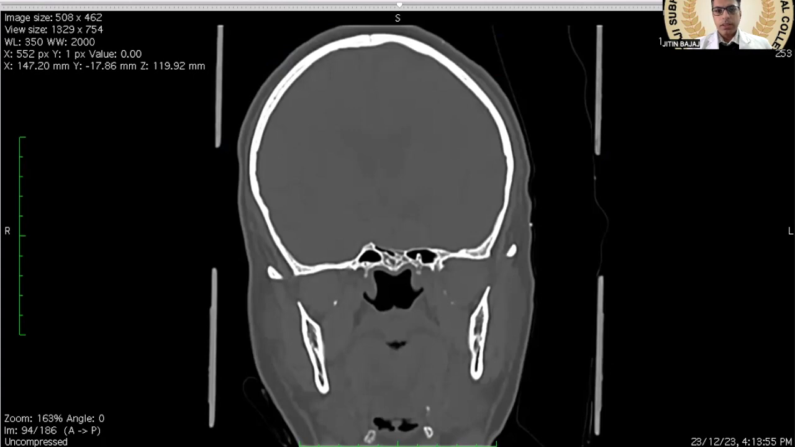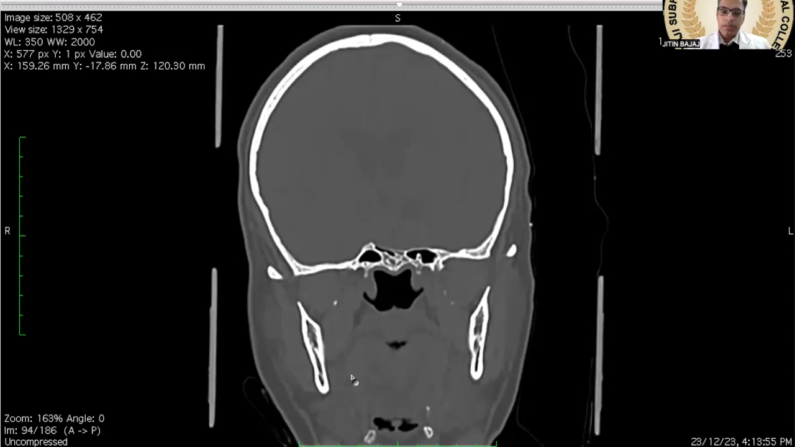Today we will discuss how to read a CT PNS, and the stress will be more on the surgical aspects. CT PNS is very important for surgical planning. For diagnosing a case, MRI is important, but for planning an endoscopic endonasal approach, a CT PNS gives very valuable information. It has to be done in very thin slices, preferably 1 mm or less, because thick slices will cause missing of information.